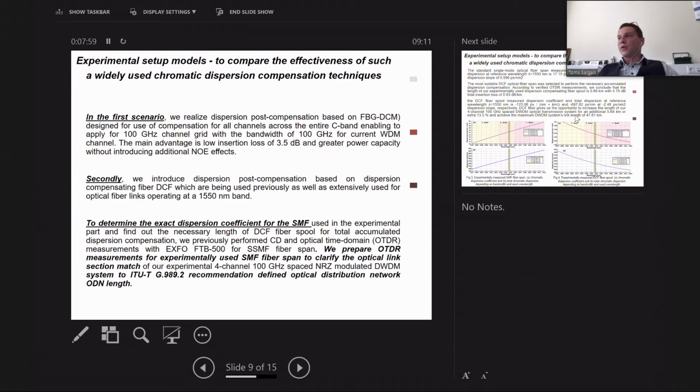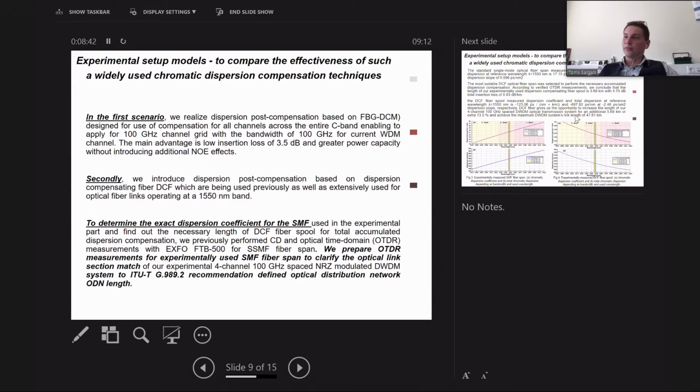The first scenario was by the use of the FBG DCM. It actually works in the C band and has tunable bandwidth and also tunable dispersion, which is what we need. We can set as much as we need at the same time. And secondly, we just take the correct DCF fiber for the length of the dispersion, which I analyzed with the X4 software, of course to be compliant with the G.989.2 recommendation. We also made tests with the OTDR for the SMF fibers and analyzed that with the FTB500 Expo OTDR software.